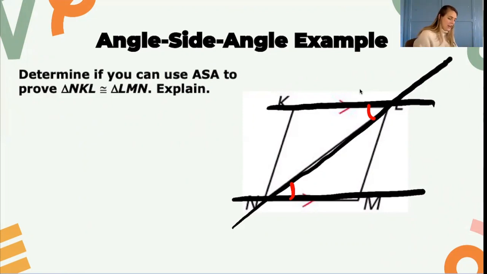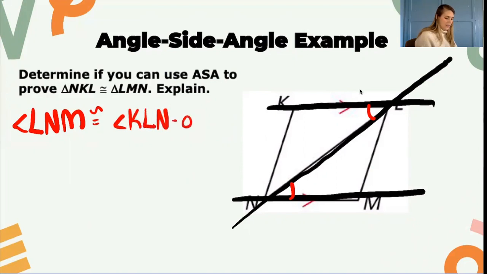So from looking here, I can go ahead and say that angle LNM is congruent to angle KLN because they're alternate interior angles.